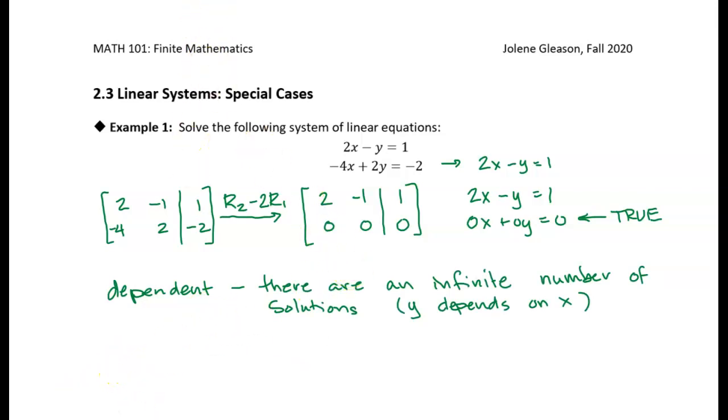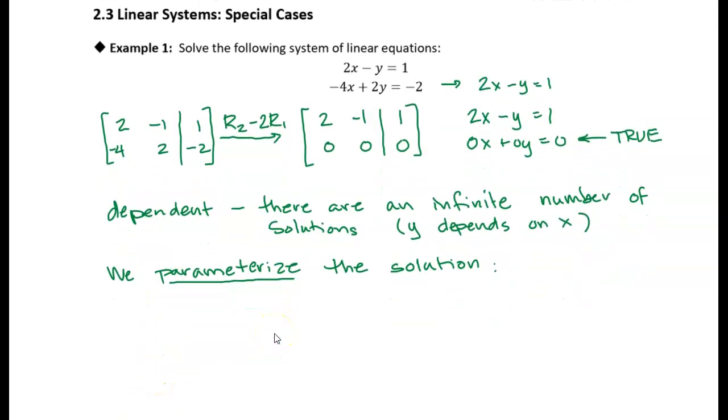So how do we express the solution to this? They're all along this line. And what we do is we parameterize the solution. Okay, so what we're going to do is assign an arbitrary value to one of the variables and then express the other variable in terms of that arbitrary value. And we call that parameterization. We parameterize the solution. So let's see how that's done.